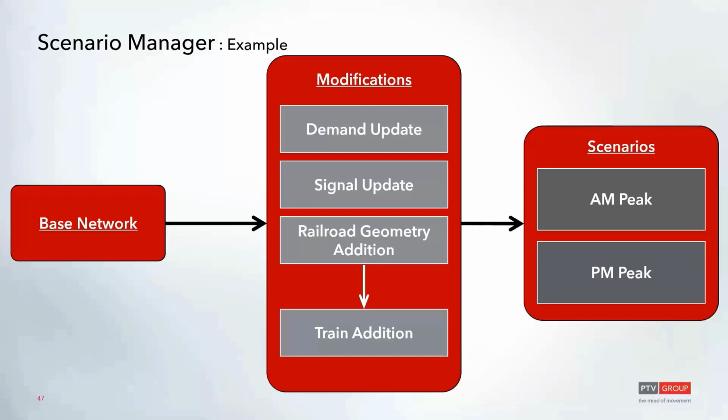And then we've got a geometry update, which just adds some of the railroad geometry going through this network. And then we also have the addition of the actual trains themselves on this new geometry. And so because of that, this train addition is going to depend on this geometry addition. And then from there, we're going to use all of these modifications to then create a couple of scenarios, one for AM peak and then one for PM peak.